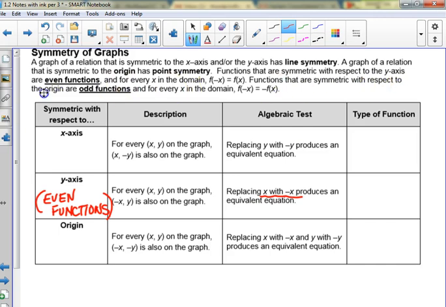Functions that are symmetric with respect to the origin are odd functions. And for every x in the domain, when you take the opposite, you get the opposite on the y as well. This makes more sense down here. You replace x with -x and y with the opposite of y, and it produces an equivalent equation.